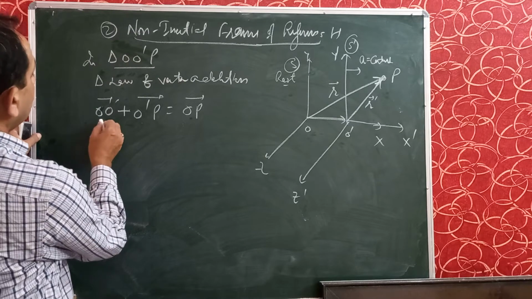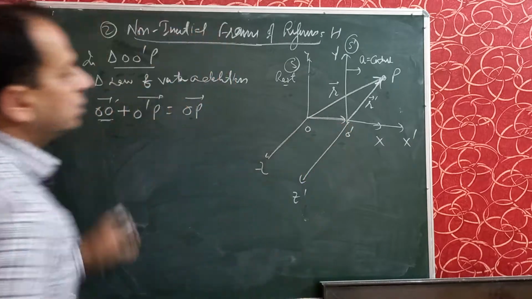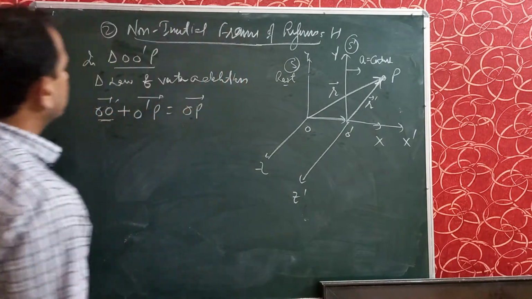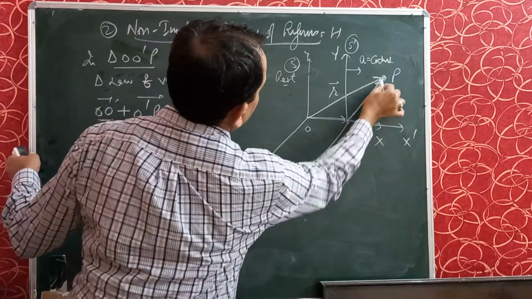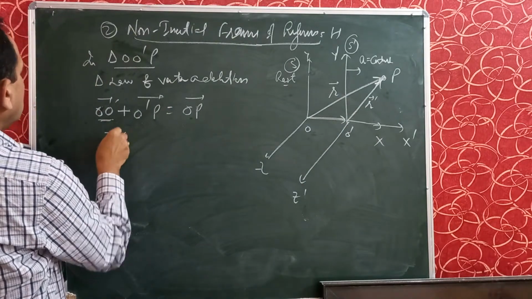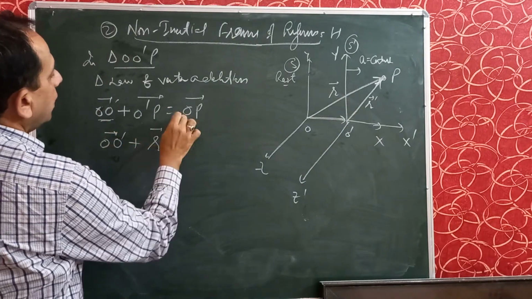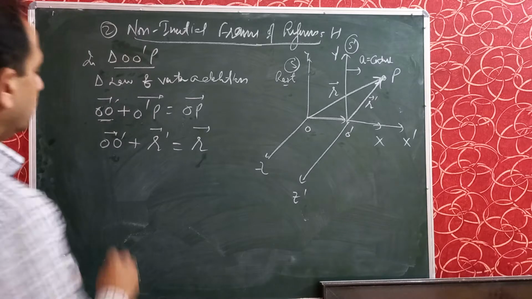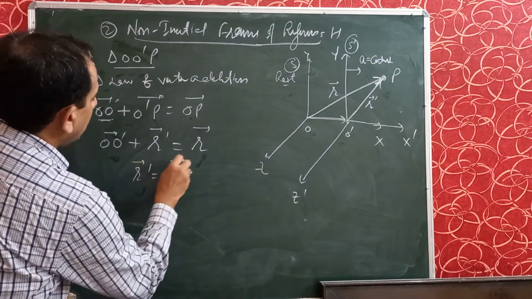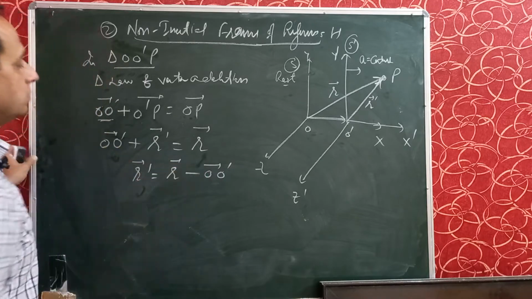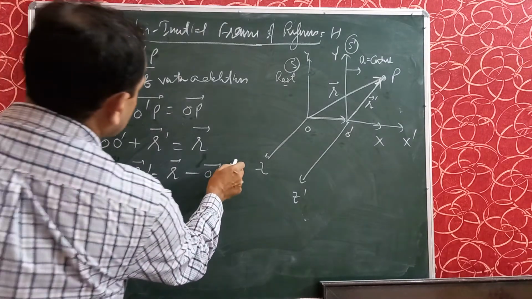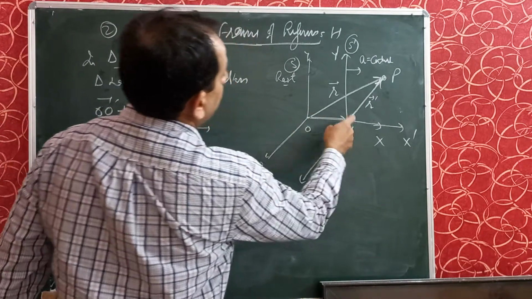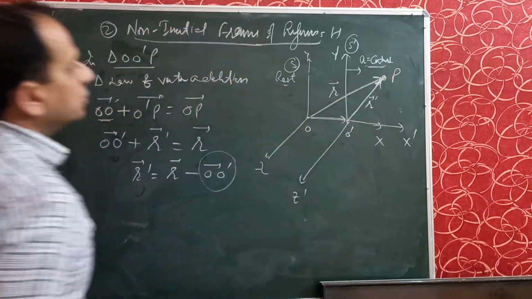So here, what is O O dash? It is unknown basically. We have not known this O O dash, but O dash P is r dash. So O O dash plus r dash is equal to r, where OP is the r vector. Or r dash is equal to r minus O O dash. So what is this O O dash? We can find the distance O O dash by using the concept of uniformly accelerated motion.